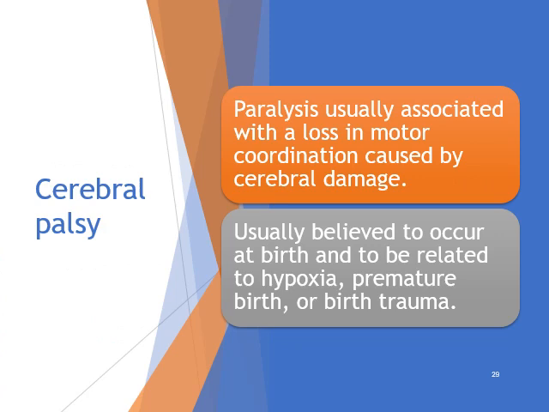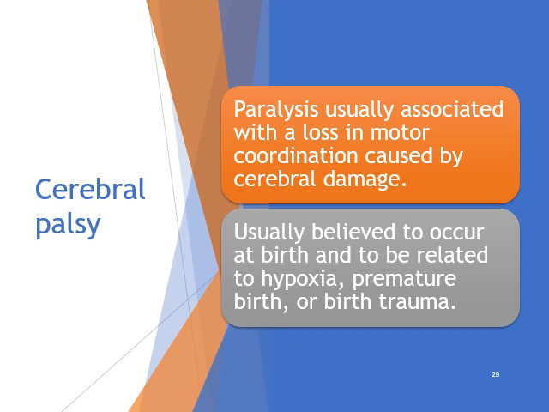Cerebral palsy. Again, anybody watch Breaking Bad? If you did, the child of Walter White had cerebral palsy. He walked with two canes, and it was from injury at birth.